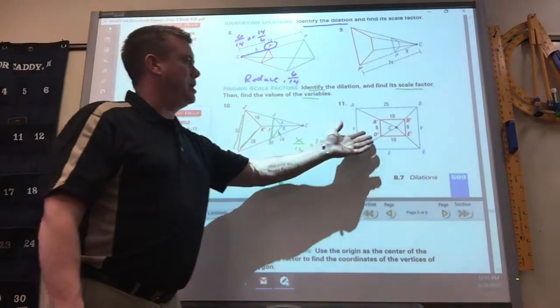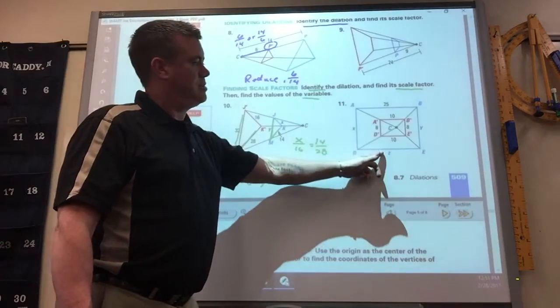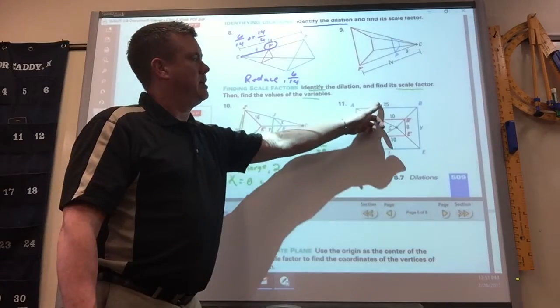So 11 is the same thing. It's an easy one. Once you find x, it's the same as y. Do you really need to work to find z? No, something like that. Right.